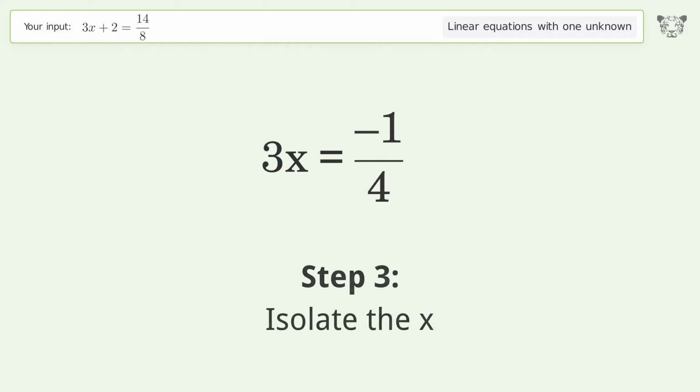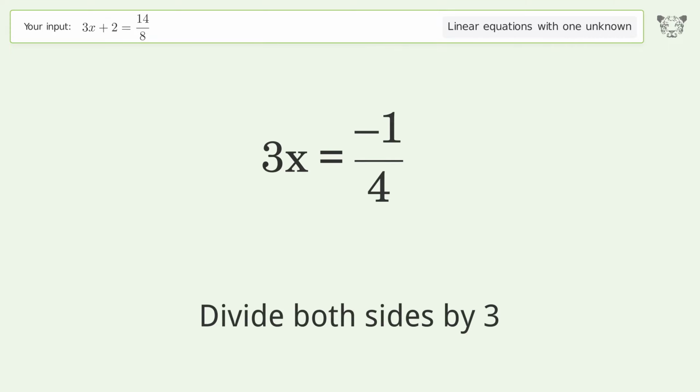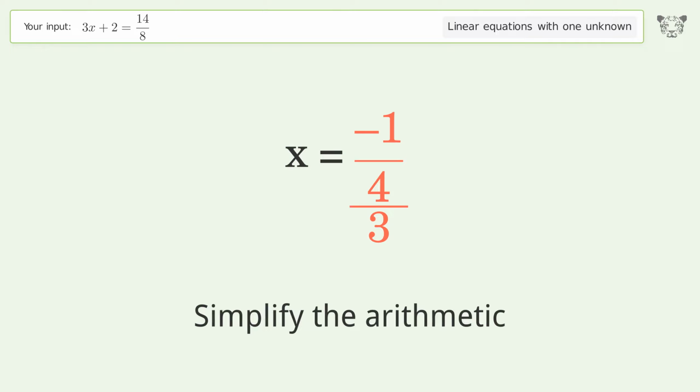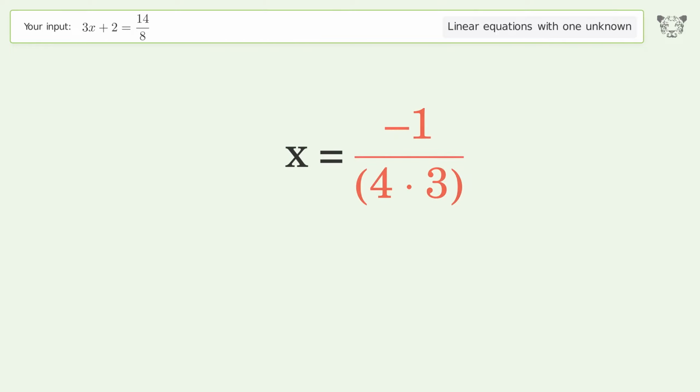Isolate the x. Divide both sides by 3. Simplify the fraction. Simplify the arithmetic. And so the final result is x equals -1/12.